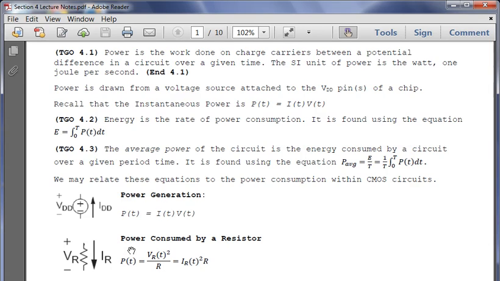Is that part of the TGO? No, it's not. The TGO is just the definition. TGO 4.3, define average power.